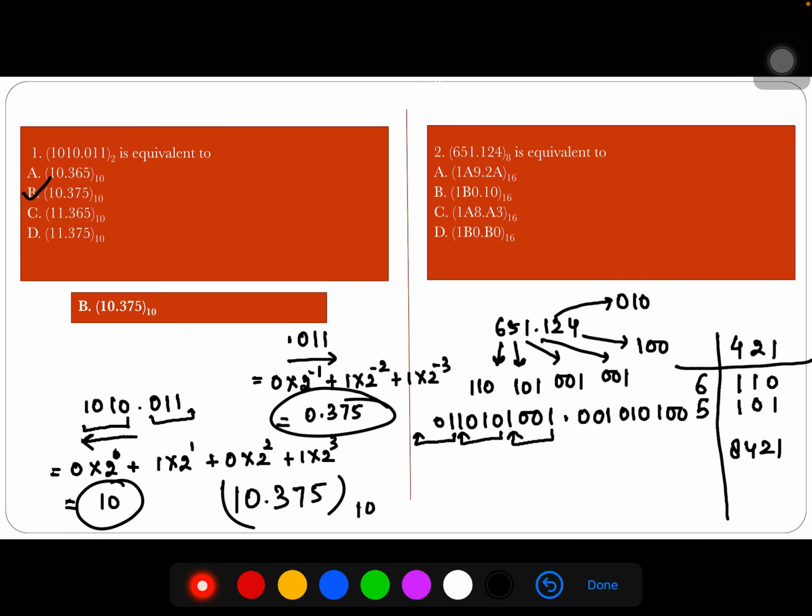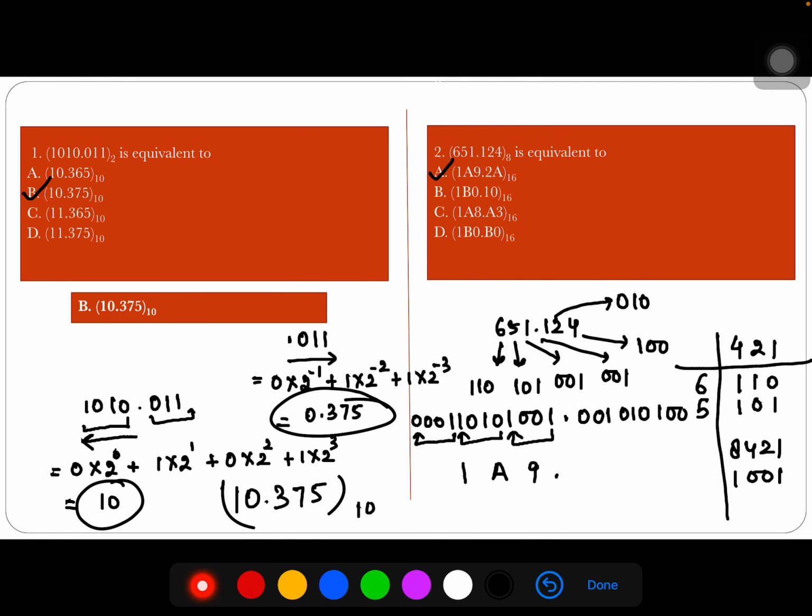In the third group, I am falling short of 3 zeros, so I'll put 3 zeros. If I put this code 1001 below the 8421 code, I am getting 1 below 8 and 1. So this is 9, as 8 plus 1 gives you 9. The second group is 1010, which gives you 10, and in hexadecimal 10 is A. 0001 gives you 1, so it is 1A9. By looking at this, you can directly tick option A, but let us solve the second part also.